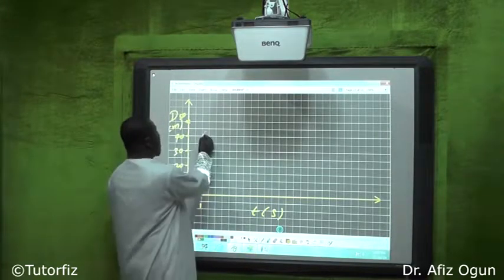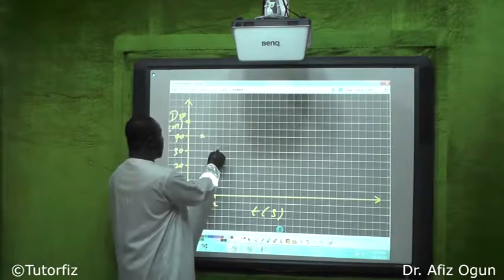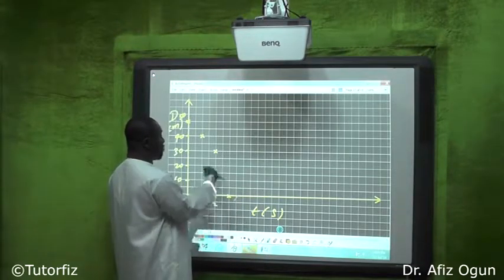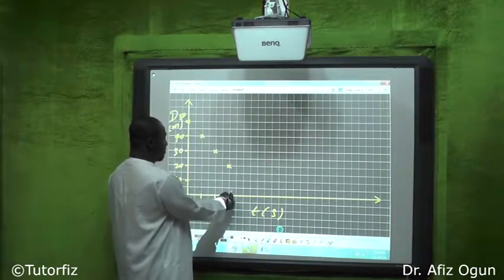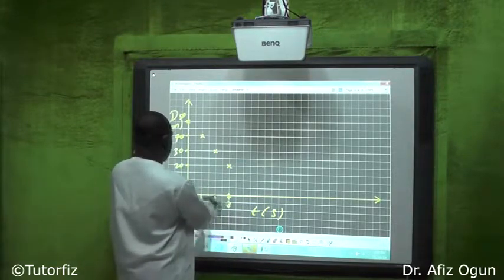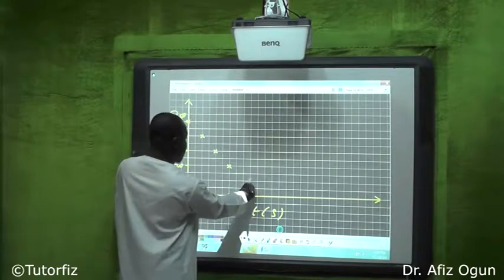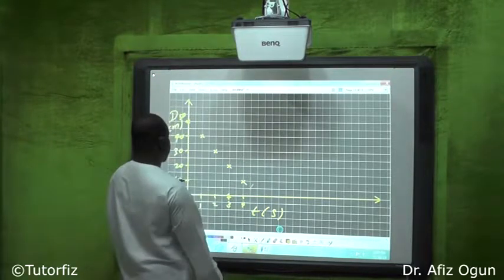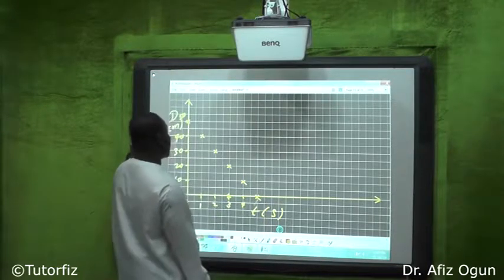Time t equals 1, I am now at a point 40 meters away. Time t equals 2, I am at a point 30 meters away from your home. You can see the distance is reducing because I'm moving backwards to your home, to the reference point. So at 3, I'm at 20. And at 4, I am at 10. And at 5, I reach your home.